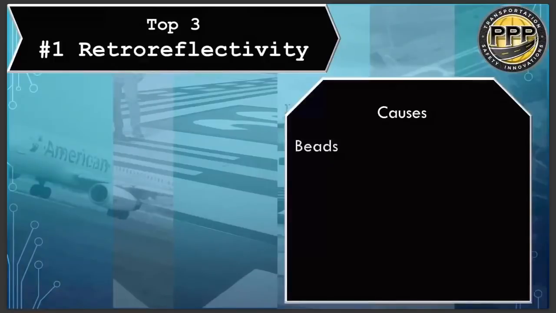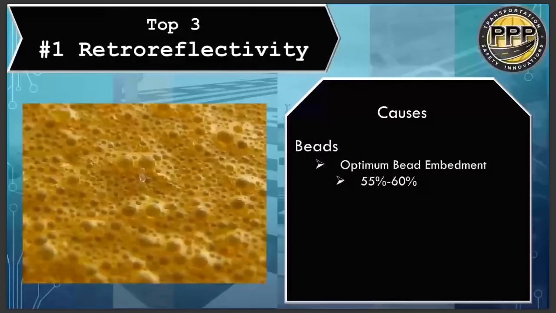So some of the causes: not having optimal bead embedment. What we're looking for is what is on the left. I'm telling you right now, out of all the marking samples that I've looked at over the last 10 years since we created the assessment service, I'd say 10% are in this category, basically in our excellent category for optimal bead embedment.